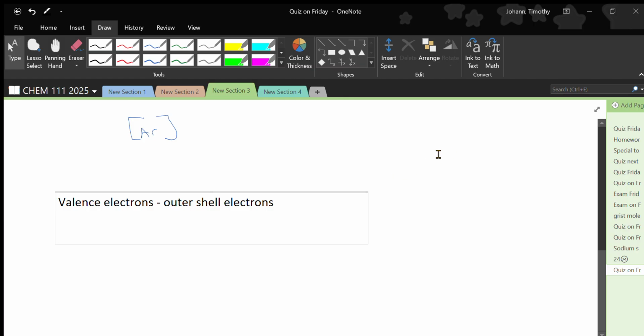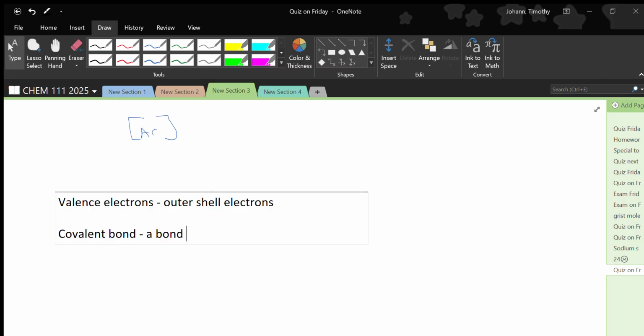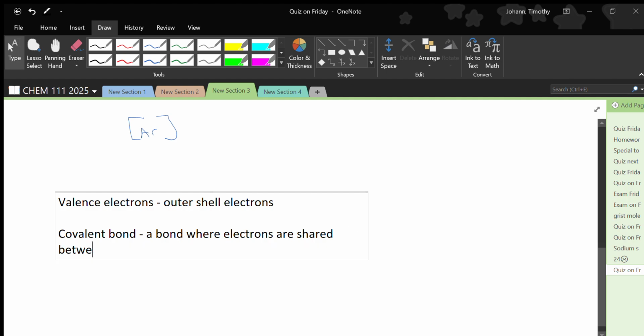I want to remind you about a covalent bond, because we've had a weekend here. What's a covalent bond? Don't tell me how it's different from an ionic bond, but tell me what it is. Though the definition kind of tells me how it's different. It's a bond where electrons are shared between two atoms. We don't ever really get bonds shared between more than two atoms.